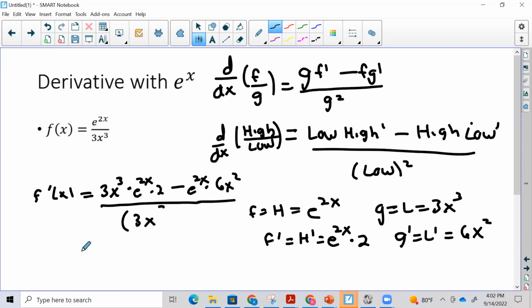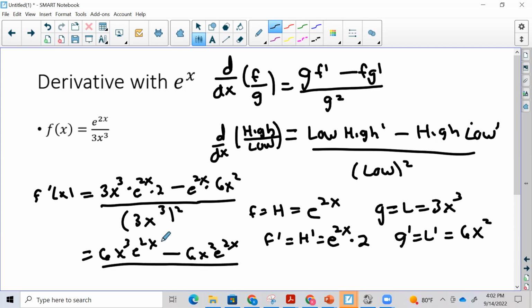Okay, and so that gives me, I can do 3 times 2, which is 6x cubed e to the 2x minus, I'm just going to put the 6x squared first. And then when I square this, I have to square both of these. So 3 squared is 9, and x cubed squared is 3 times 2, which is x to the 6. And that would be your derivative for f of x.